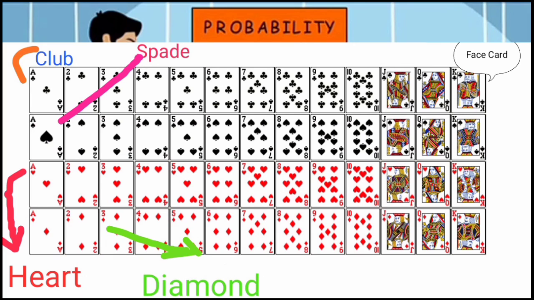Kings, queens and jacks are called face cards. There are total 52 cards, out of which 12 are the face cards.